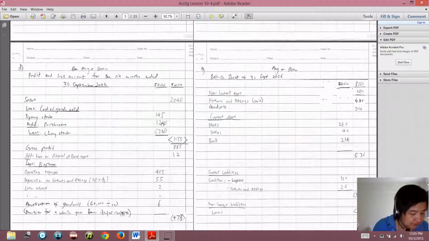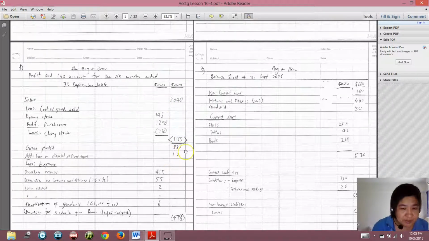Then purchases under note 5 of the question, you just add the supplies bought on credit of 1070, and you add 220 supplies bought on cash, so you get 1290. So closing stock is under note 8 of the question, 280. So you get this one, gross, then 2040 minus this one, you get gross profit.